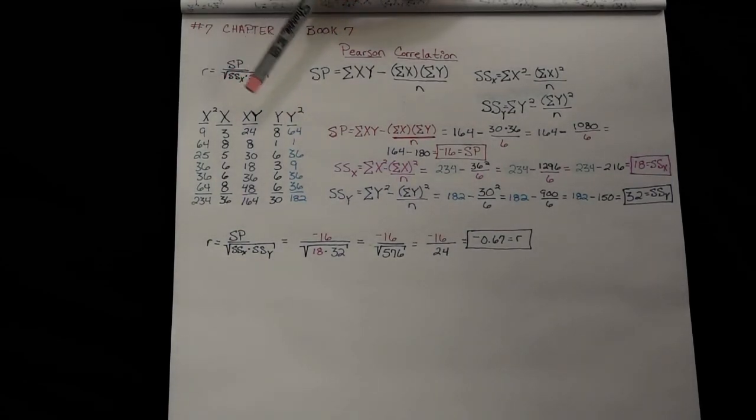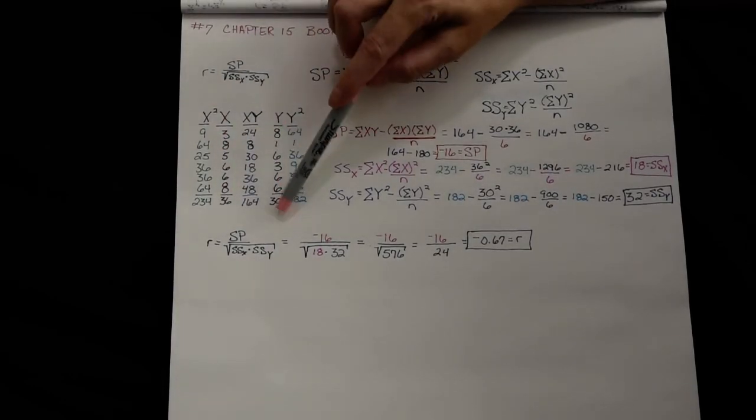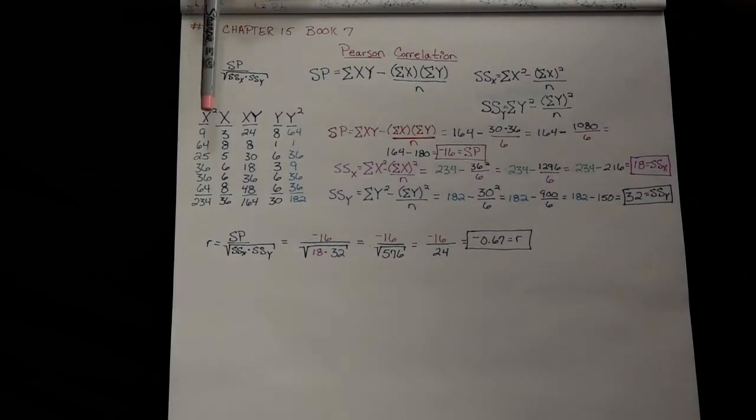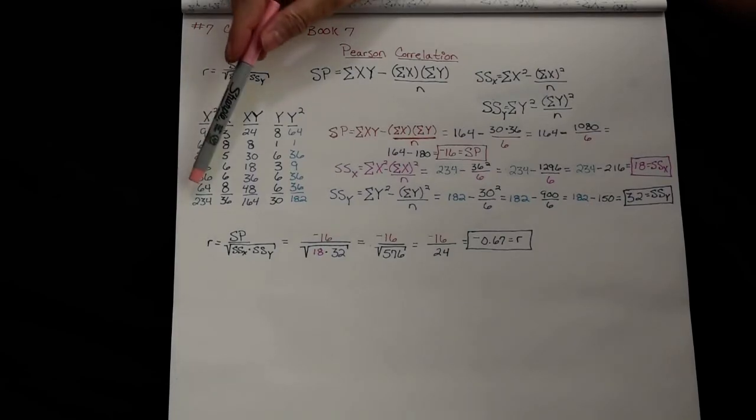Now, the first thing that we'll want to do is find our SP. So here are the numbers that we're working with. And these are the numbers, and then I made rows for the numbers that I would need, the x and the y, the squared for each, and I added them up.